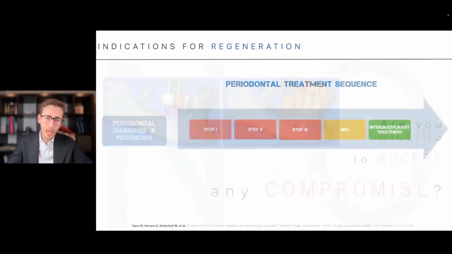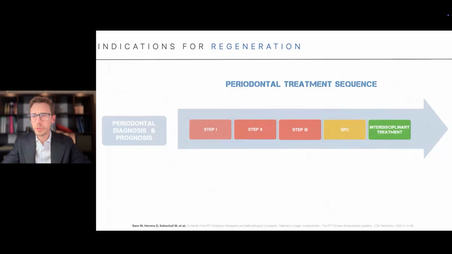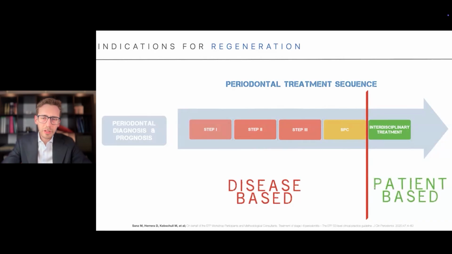And when we go back to the treatment sequence of our patient, I think it's very important for us to identify a very clear demarcation line, because everything that comes before the interdisciplinary treatment phase of our interventions is fundamentally disease-based. If the patient has periodontitis, we treat periodontitis. If the patient has cavities, we treat the cavities. But once we start to rehabilitate a patient from a functional and aesthetic standpoint, everything becomes patient-based, and different patients have different requirements.